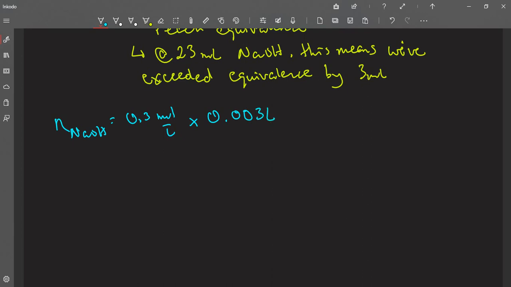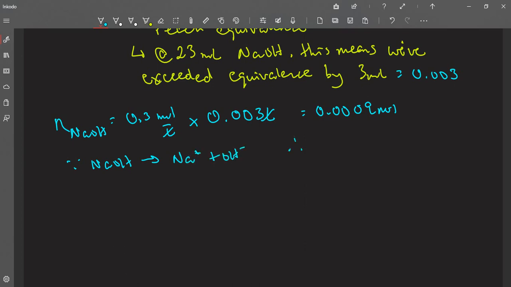So this is just 3 mils, divide that by 1,000, we get 0.003 liters. Okay, because you have to convert to liters. Look, liters cancels out. And we're left with 0.0009 moles of NaOH. Okay, now since NaOH dissociates in a 1-to-1 ratio, therefore the number of moles of OH is equal to the same thing.